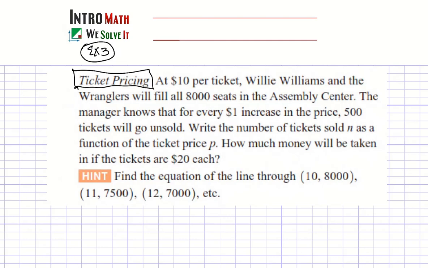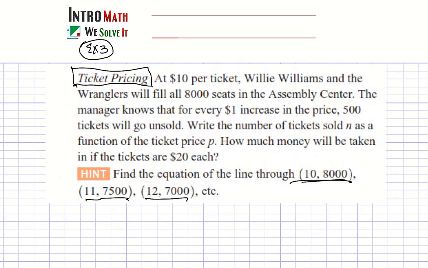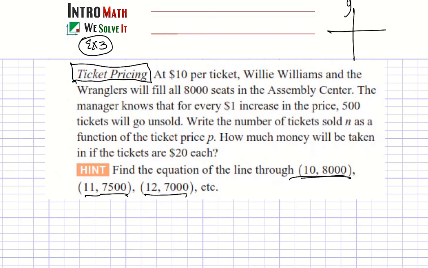Alright, how much money will be taken in if the tickets are $20 each? Okay, and they give you a bunch of that. That's $10, and then you know that is sold, and then ticket is $11, then that will be sold. Okay, ticket $12, that will be sold. You know, that's the hint they give you. So don't forget, always go to Cartesian Y and X.